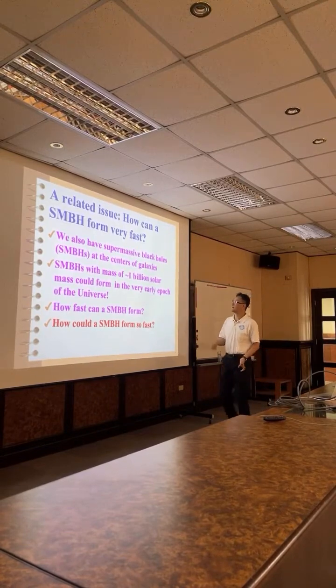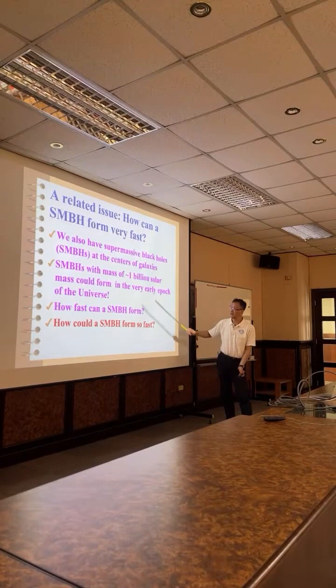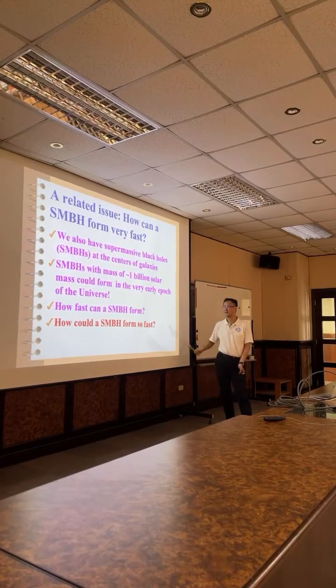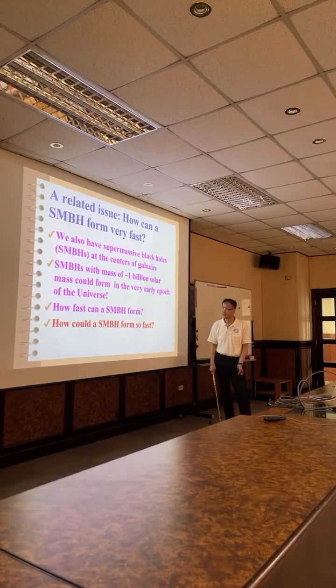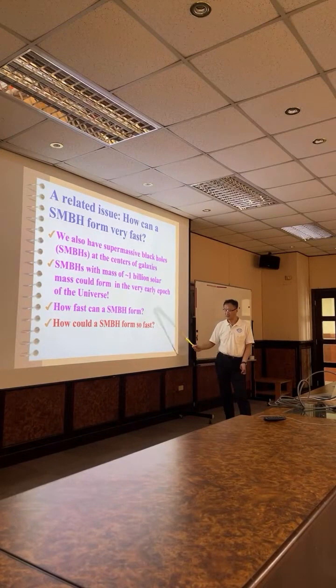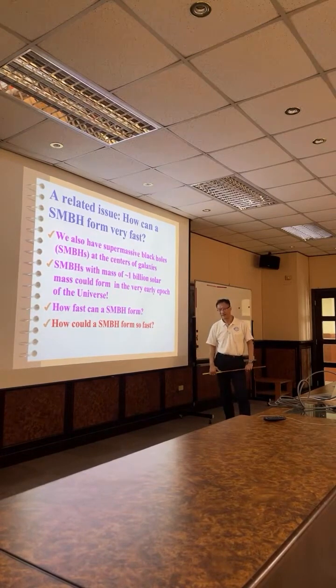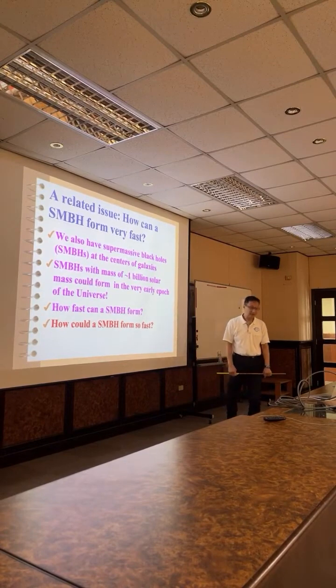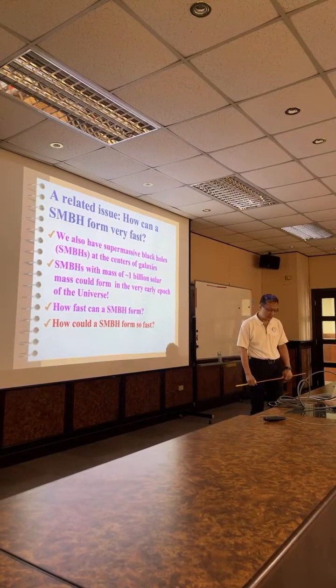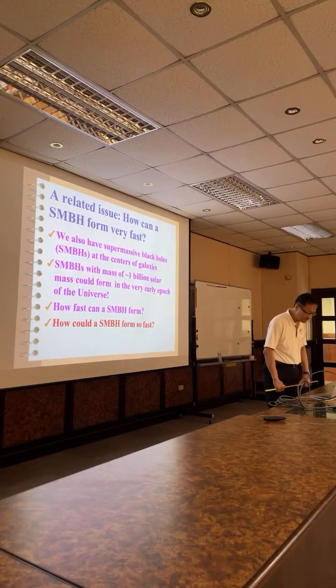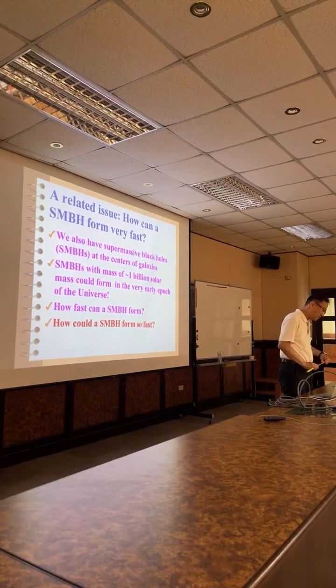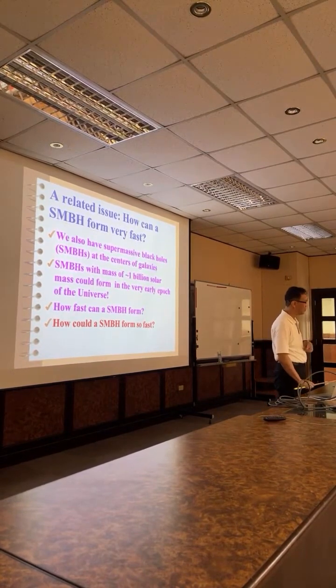We know we have a supermassive black hole at the center of the galaxy, right? And usually it's about 1 million solar mass, even with a very high redshift, 6 or 7. So that means the supermassive black hole can form very fast. How fast can it be? Another question is how could a supermassive black hole form so fast? Oh, we don't know what happened in the very early universe.